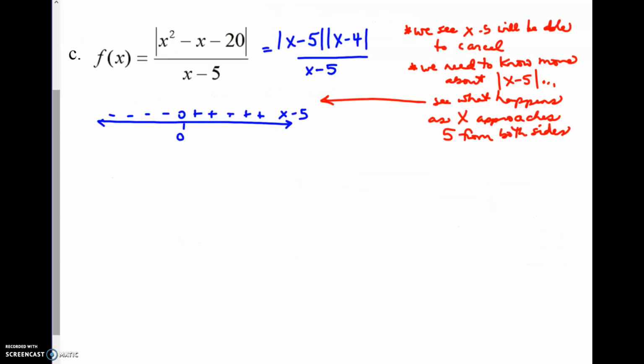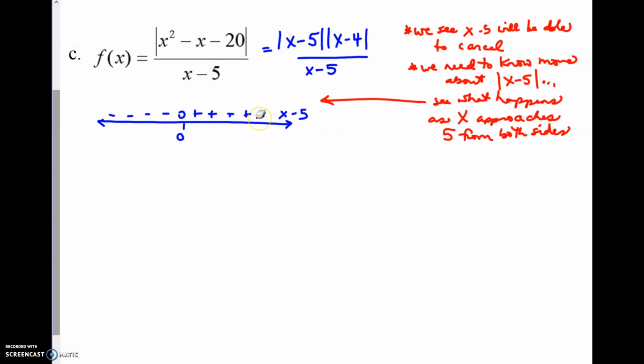Okay, C, it's got a parabola there in the numerator in an absolute value sign. I can see here that when I factor inside the absolute value, I do get an x minus 5. It looks like it might be a removable discontinuity just because it looks like I could cancel, but we can't just cancel because of this absolute value. Those aren't just brackets. We need to know more about this absolute value. Now, we're not so much worried about the x minus 4 absolute value. We're just wondering how can I cancel things out?